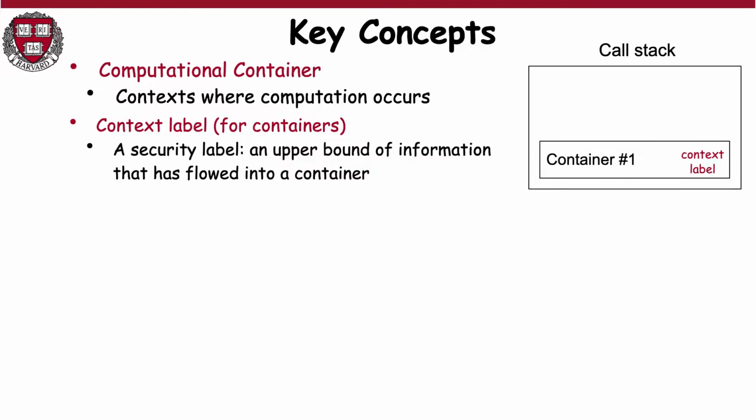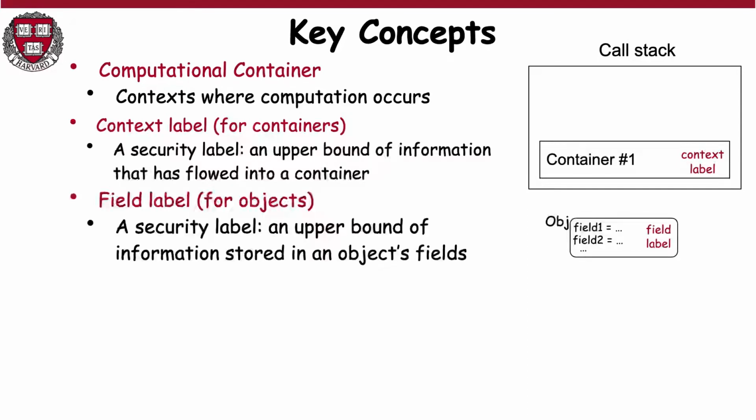Every computational container has a context label. It is the security label that is an upper bound on all information that has flowed into the container. Context label is also called floating label, current label, or program counter in related work. As more information enters the container, the context label is increased in order to remain an upper bound.